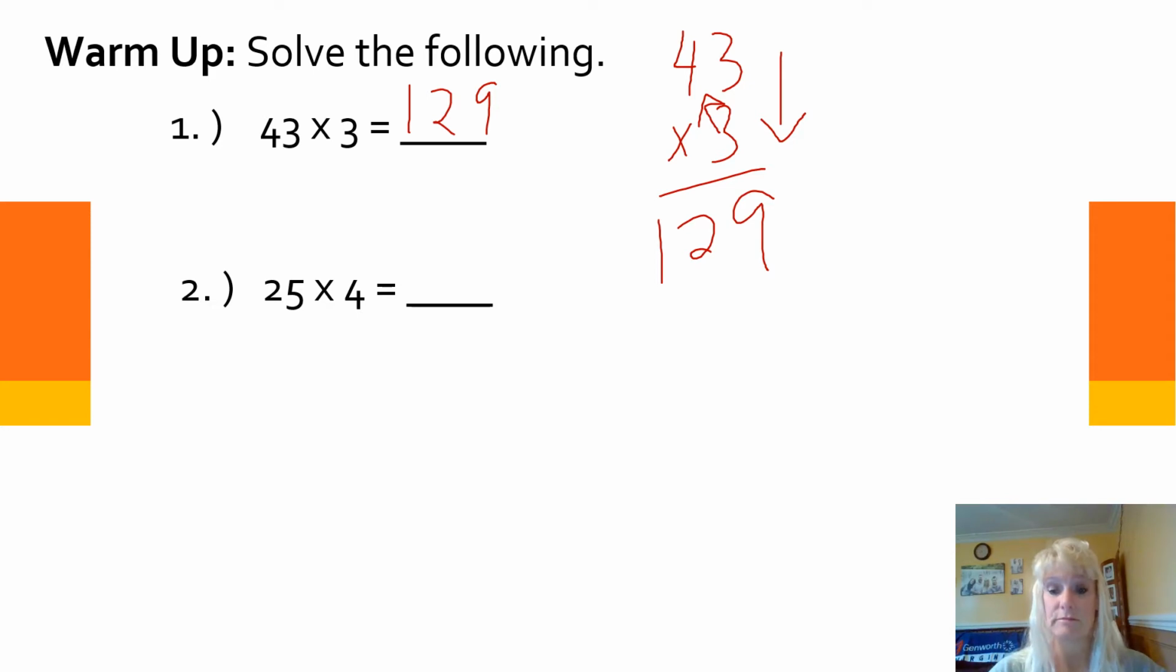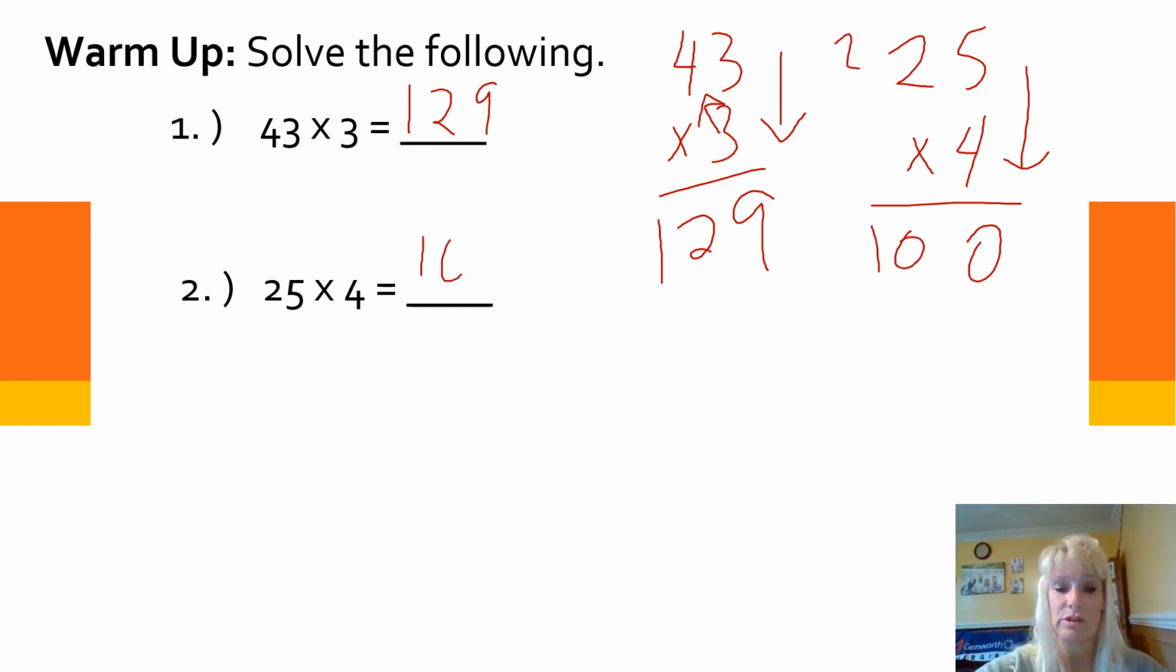25 times 4. All right, 25 times 4. You should have said 5 times 4 is 20. Carry the 2. 4 times 2 is 8, and 2 more is 10. You should have gotten 100.